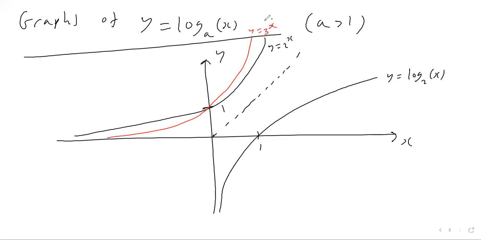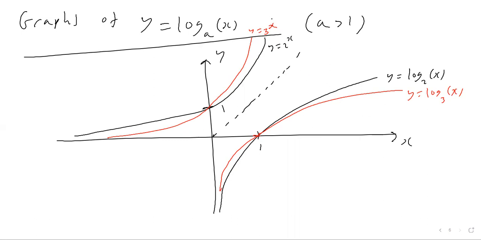So log base 3 is the inverse of that. Log base 3 is again going to go through 1 there. Looking at this reflection, it's going to be a little bit more shallow. My graph's not a very good graph, but it's going to be like this, quite shallow, a little bit more shallow than this one. So the y equals log base 3 graph is more shallow than the y equals log base 2 graph.